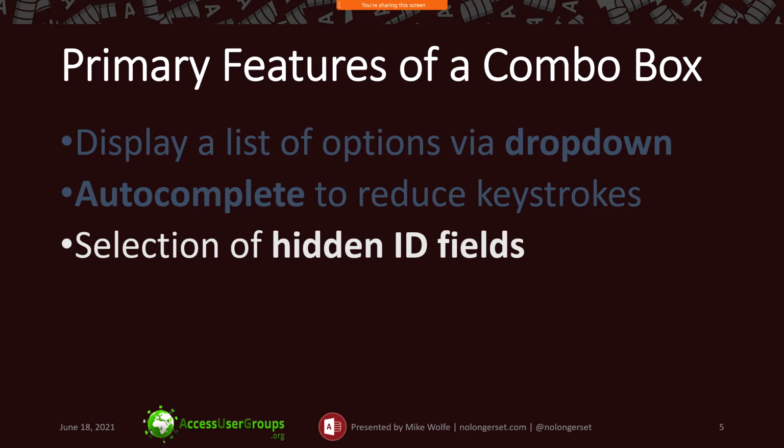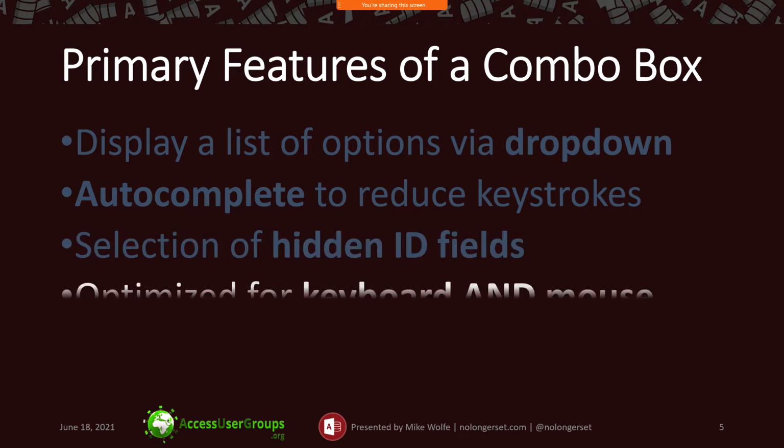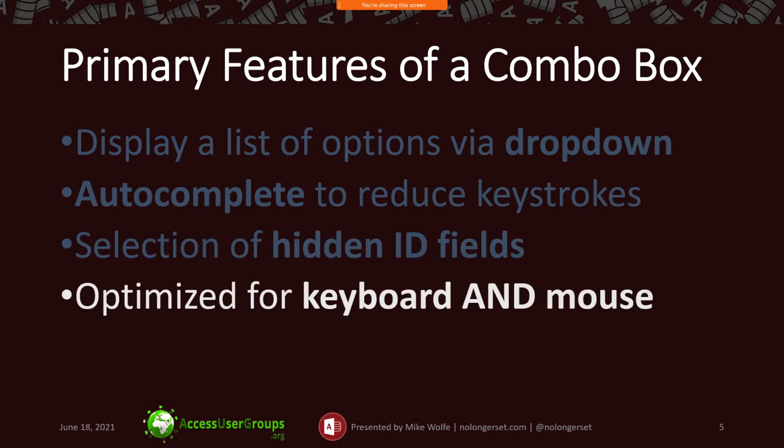You've got a way to select hidden ID fields, and finally, the thing that I like the most about a combo box control is that it's optimized for both keyboard interfaces and mouse interfaces. Most other controls either work better for one interface or the other. For example, text boxes work better for keyboard interfaces, while checkboxes and radio buttons are better for mouse interfaces. But the combo box really works great for either one.